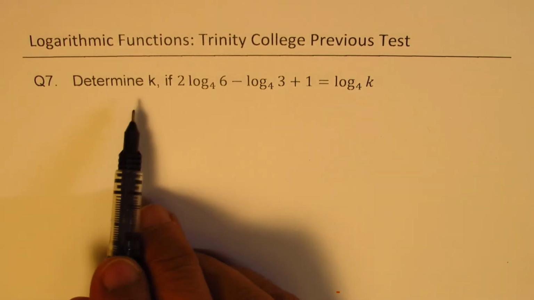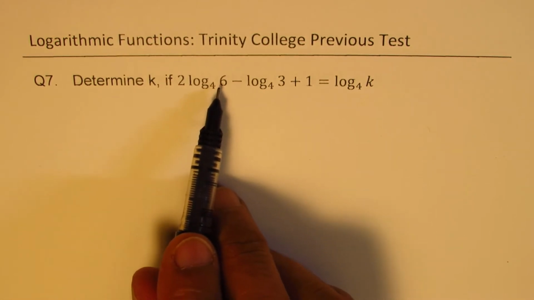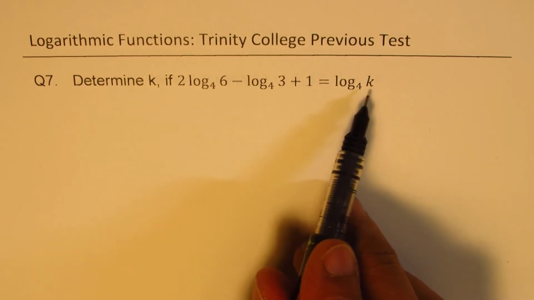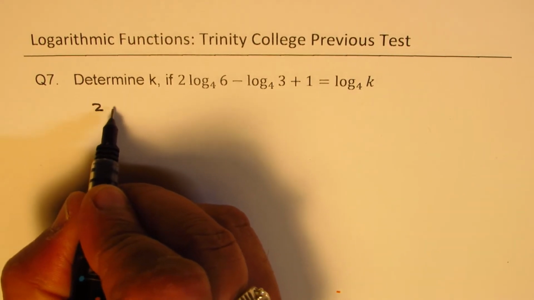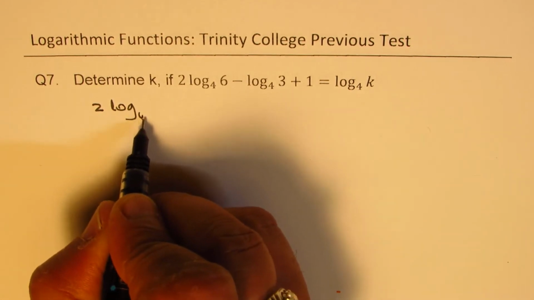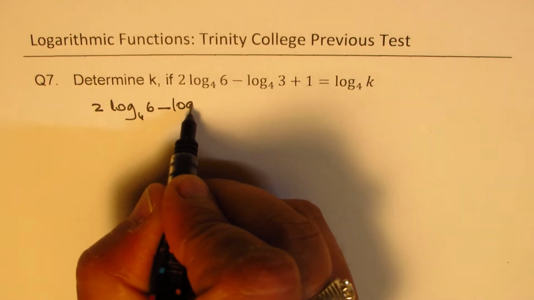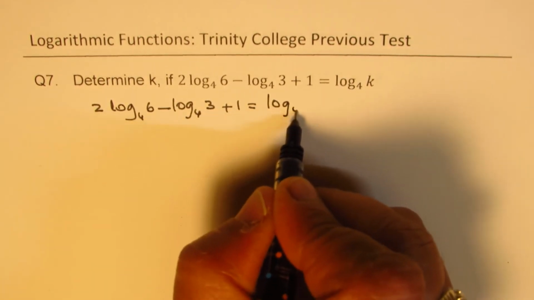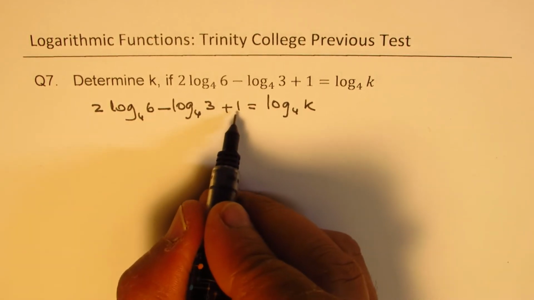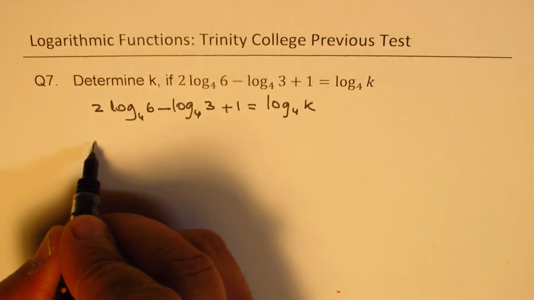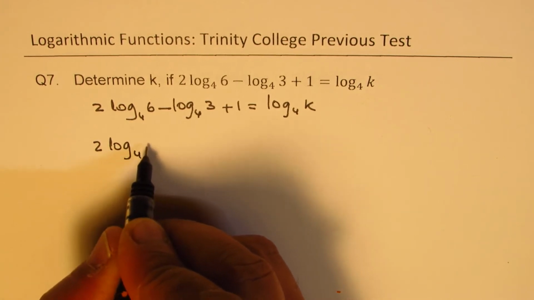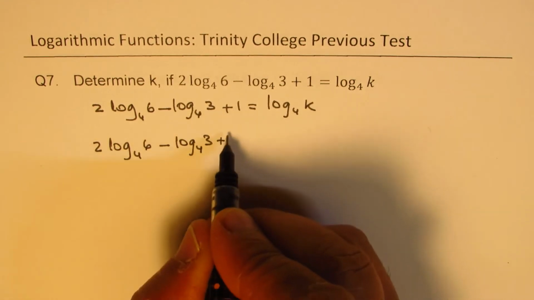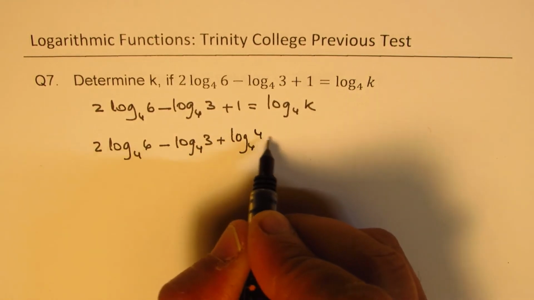7. Determine k if 2 log to the base 4 of x minus log to the base 4 of 3 plus 1 equals to log to the base 4 of k. So we are given 2 log base 4 of 6 minus log base 4 of 3 plus 1 equals to log to the base 4 of k. So base is 4. So we'll write 1 as log to the base 4 of 4, correct?